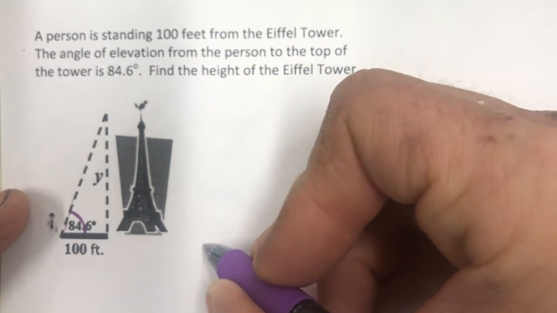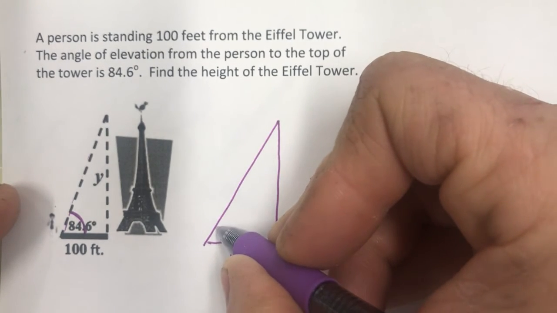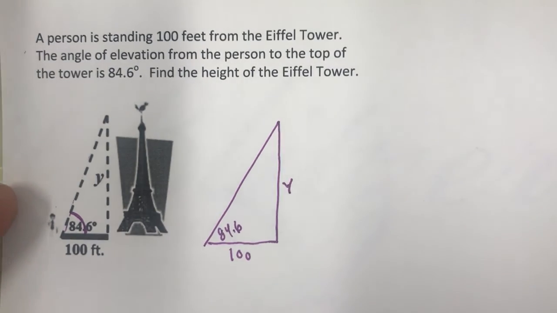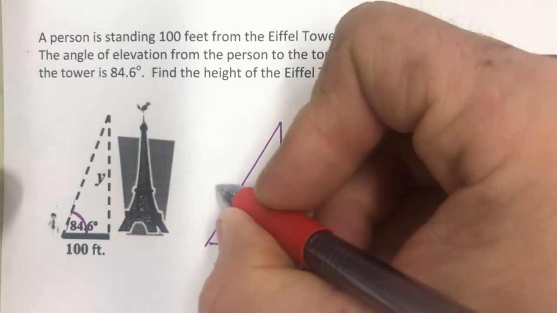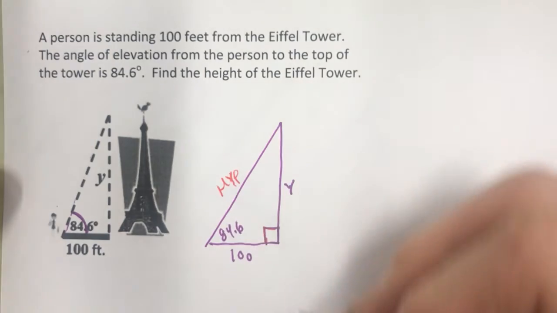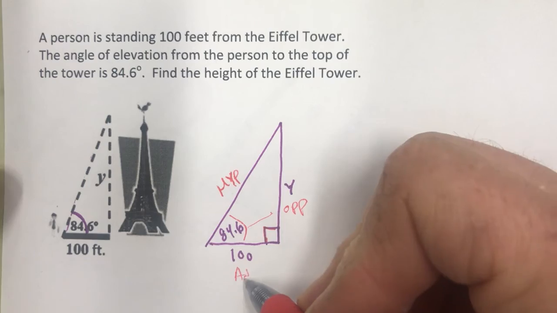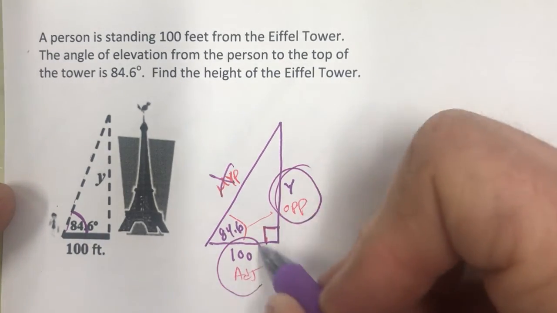So let me just draw it over again. Here's my triangle. This is 100. This right here is 84.6. This is what we're trying to figure out right there. That's a right angle. Okay, so label the sides. If that's the right angle, this is my hypotenuse over here. Which means for this angle, over here is opposite, and this would be adjacent. Now, which of the three do we not care about? Hypotenuse. We don't care about that. There's a y here, there's 100 there.